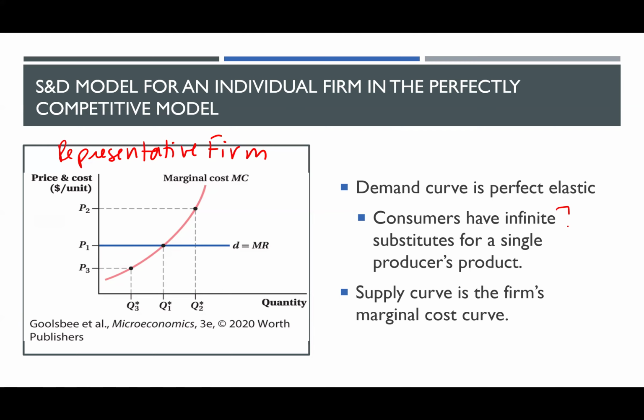Another thing to note about the perfect elasticity of the firm's demand curve is that it shows us consumers have an infinite number of substitutes available for that farmer's eggs. If they don't purchase their eggs from that particular farmer, they can buy the same exact eggs at the same price from someone else. That's why they're not willing to pay any more for that good. And like we said before, the firm supply curve is just their marginal cost curve.